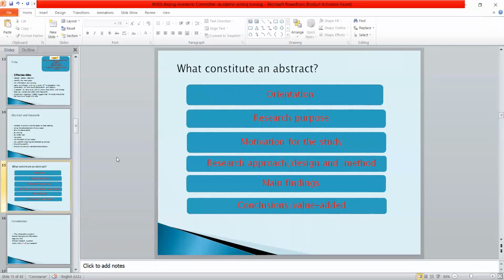It is very, very important. Generally, this is what goes into an abstract. Some of the things are optional. For instance, value added. Some journals will ask what contribution your work has made, so you must add it in the abstract. Others don't require it; you add it elsewhere.